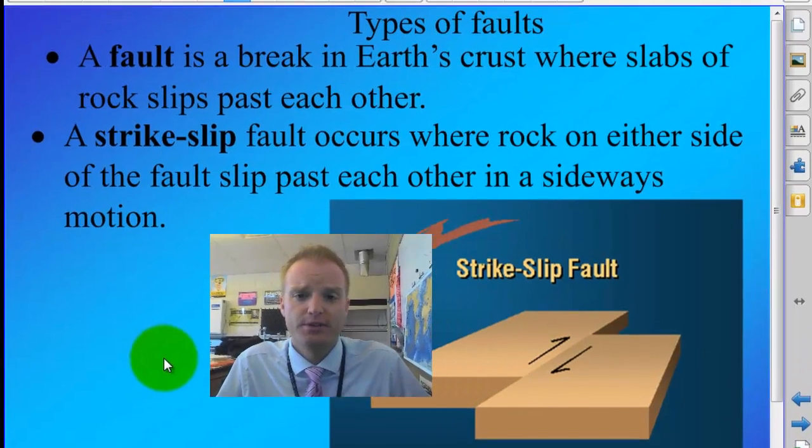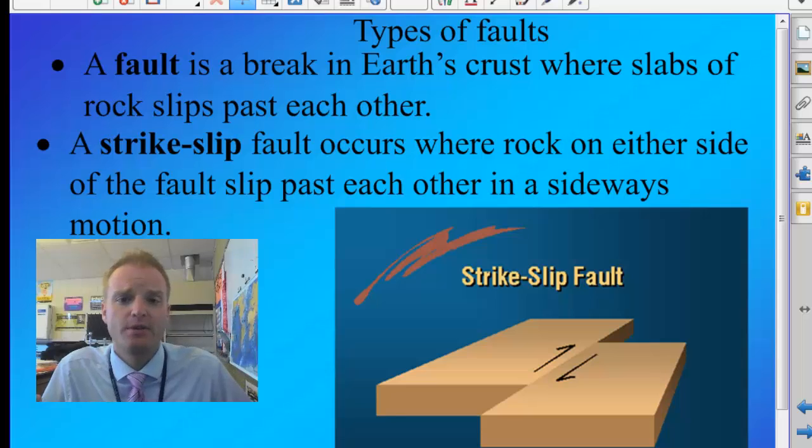So now using that stress, this is going to create different fault lines. Different fault lines are created by the different types of stress as that rock actually starts to break. So a fault is a break in the Earth's crust where slabs of rock slip past each other. And again, we'll look at three major types of faults, and they're all related to the different types of stress we just talked about.